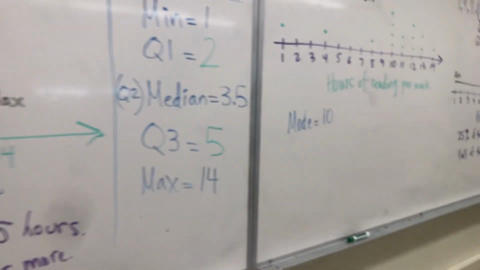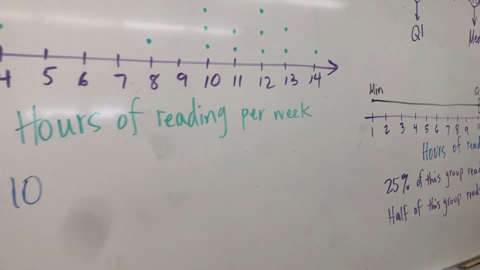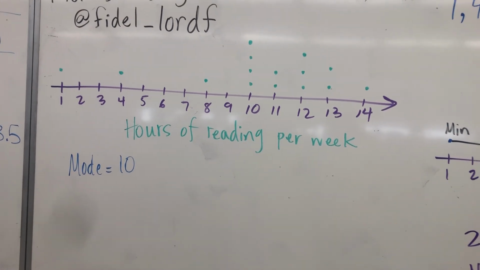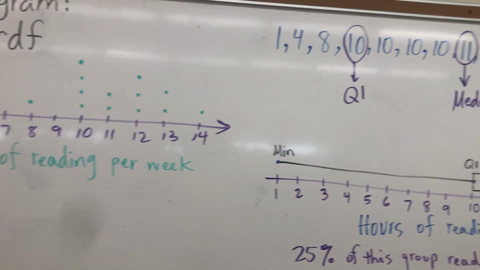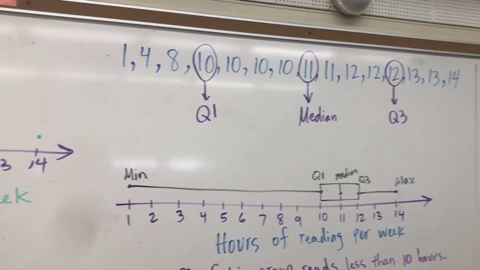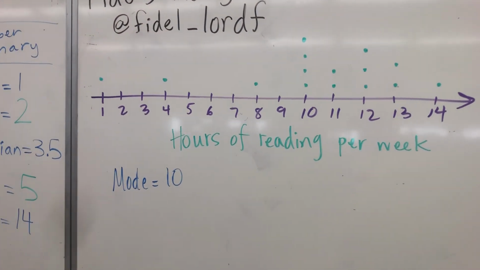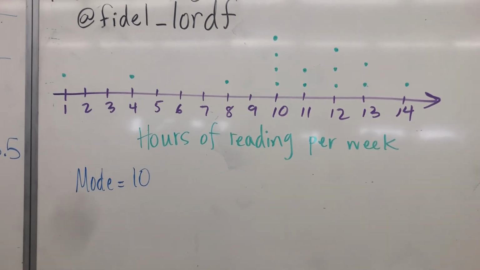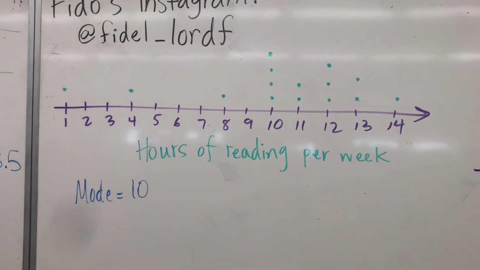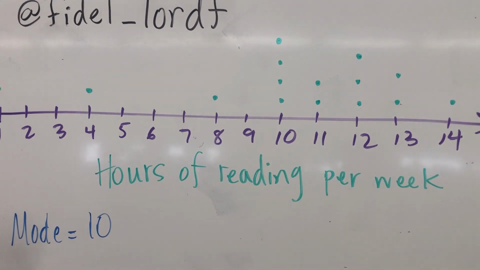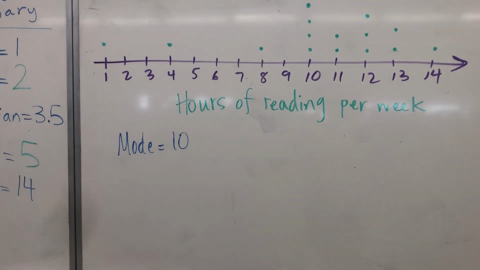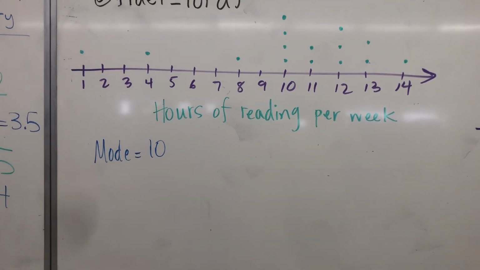The second dot plot looks like this. So I'm going to go ahead and do the same thing. I will list all of my numbers from least to greatest. Then I see that I have 4 dots on 10. That is the only number that happens 4 times. Everything else is less than 4 times. So mode is 10. However, mode does not play a role in the box plot.